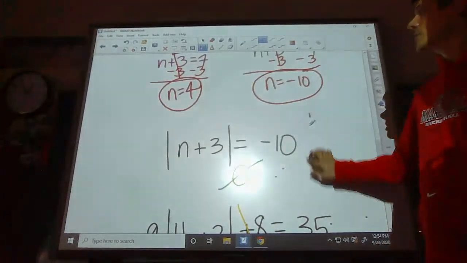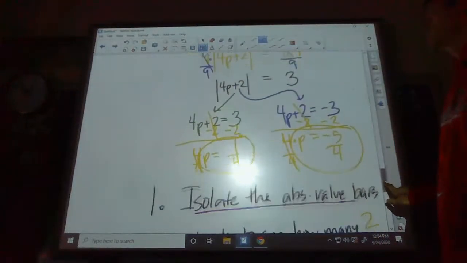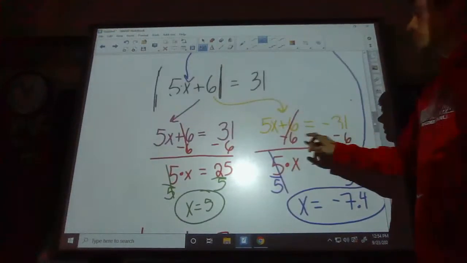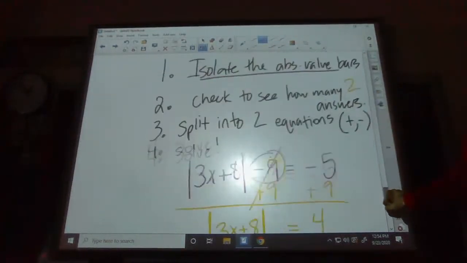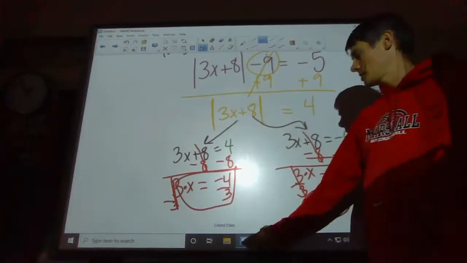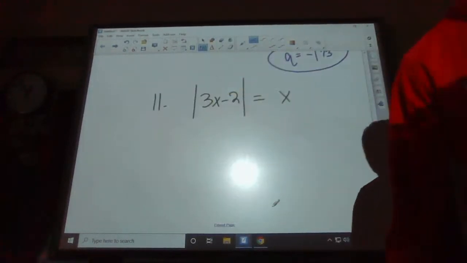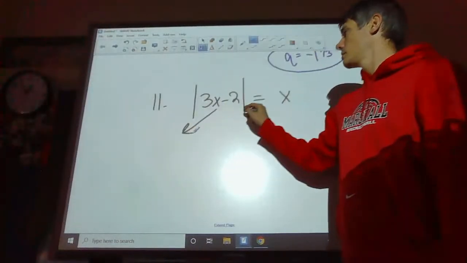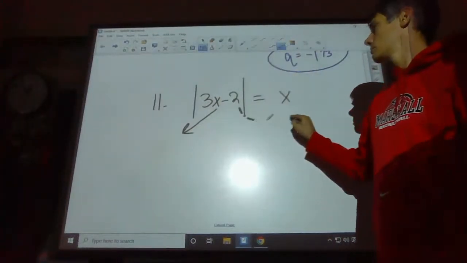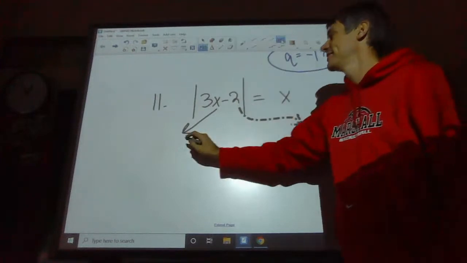It was always negative 10 or 31 or whatever, right? We never had one where it was a variable on both sides. So if they do this, treat it like all the others. Still split it. Split the question.